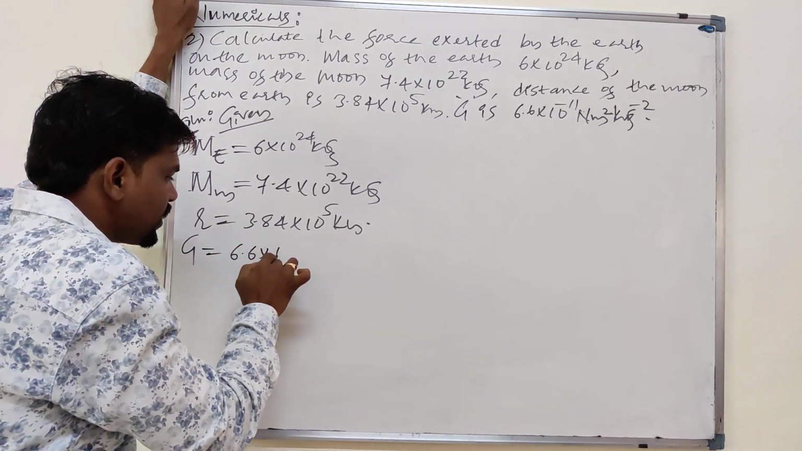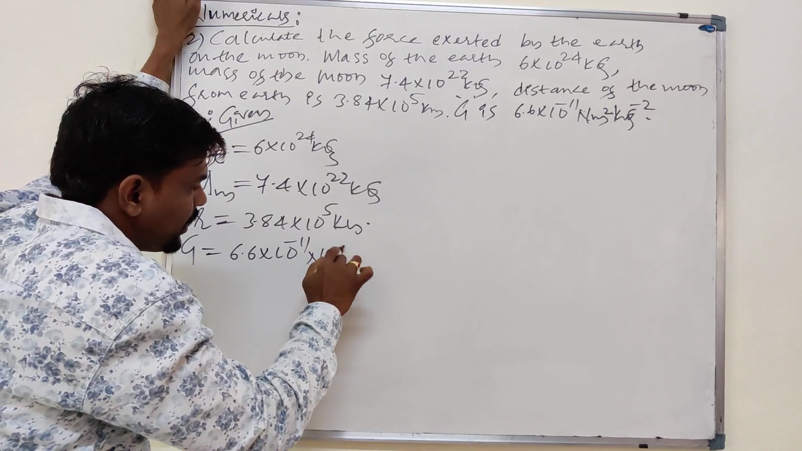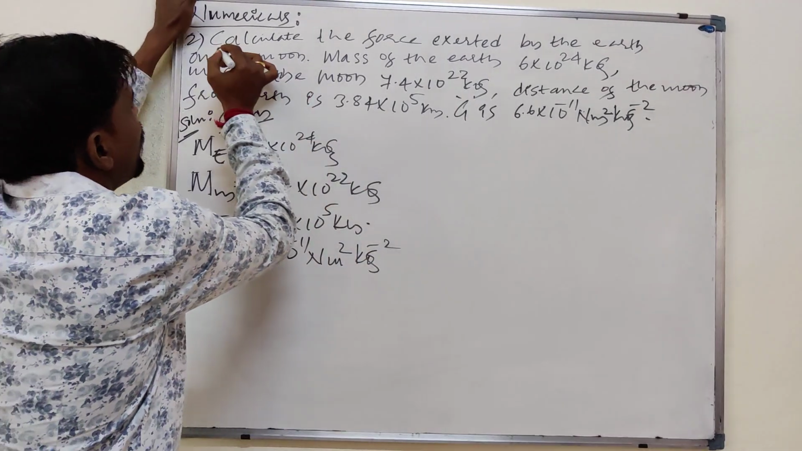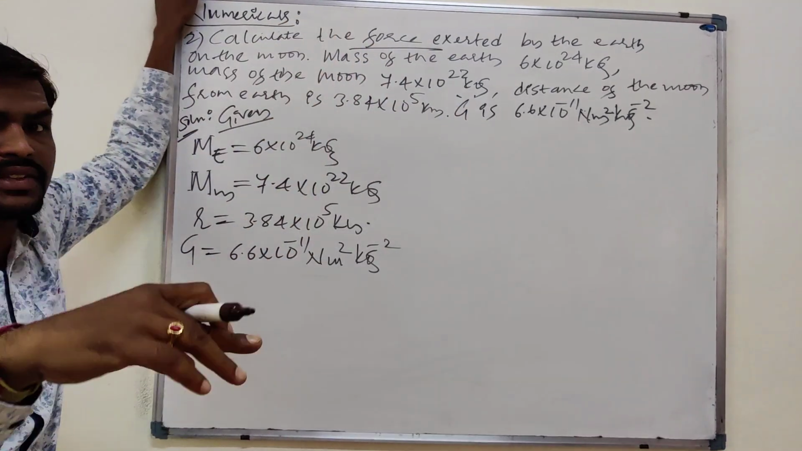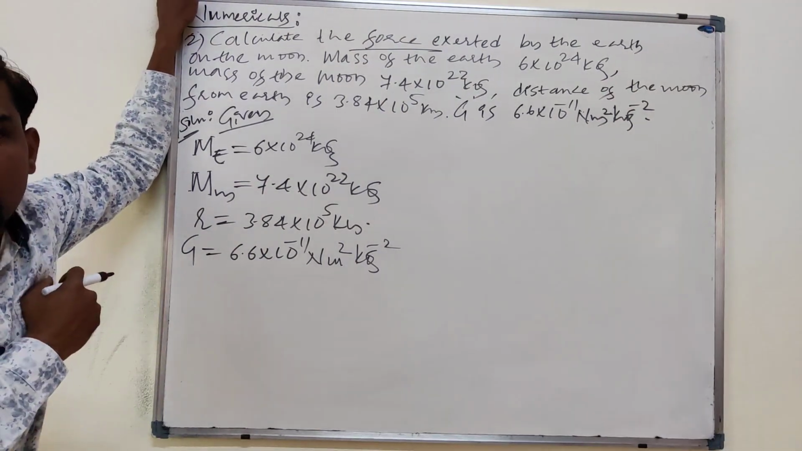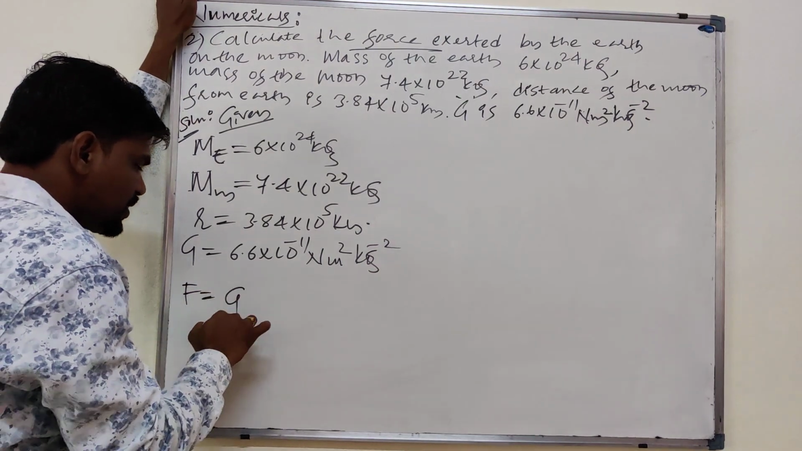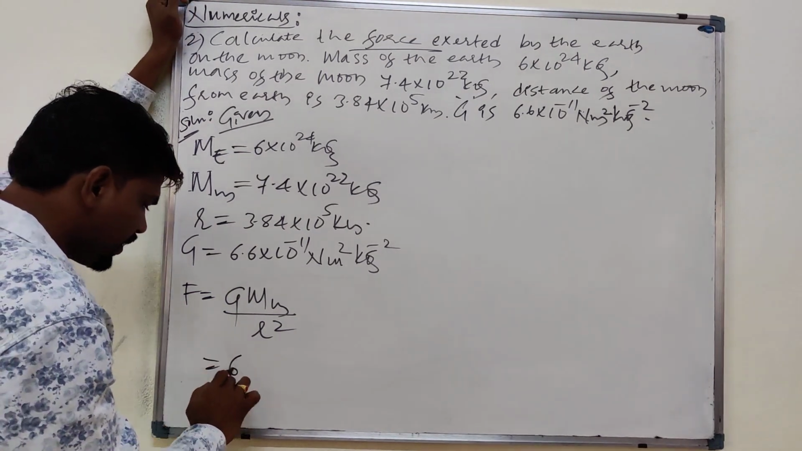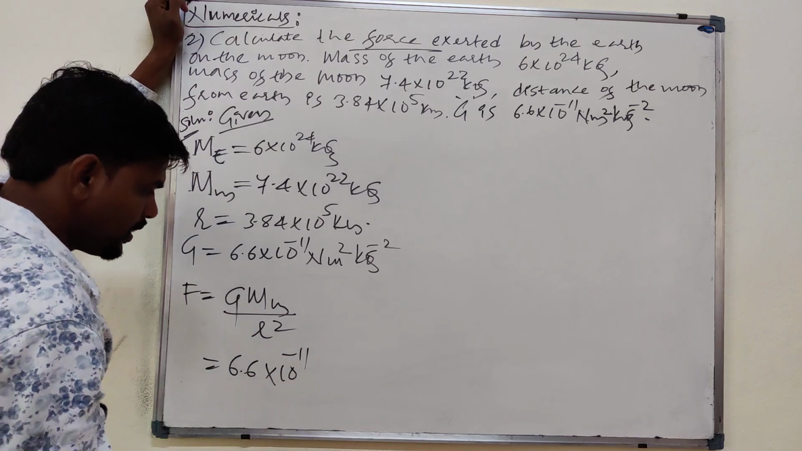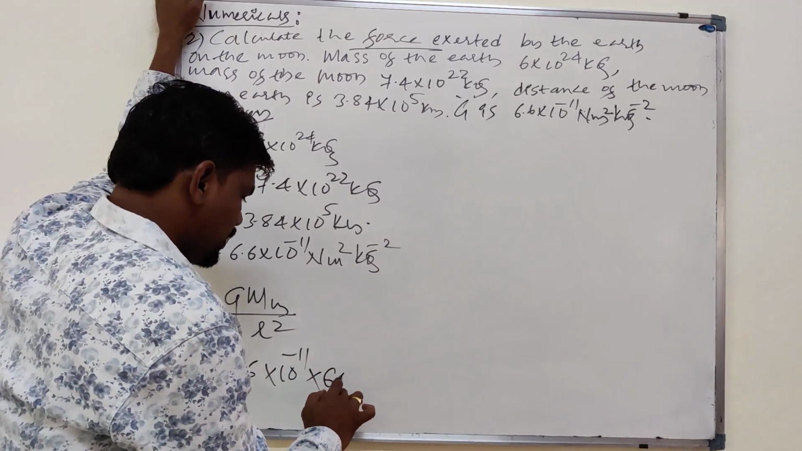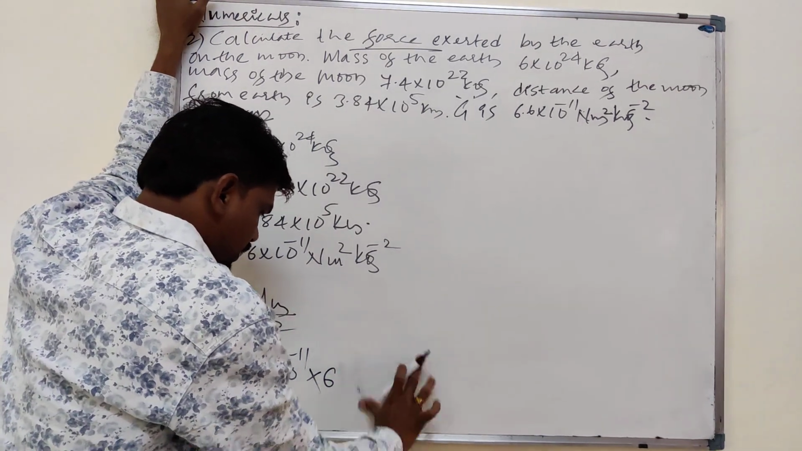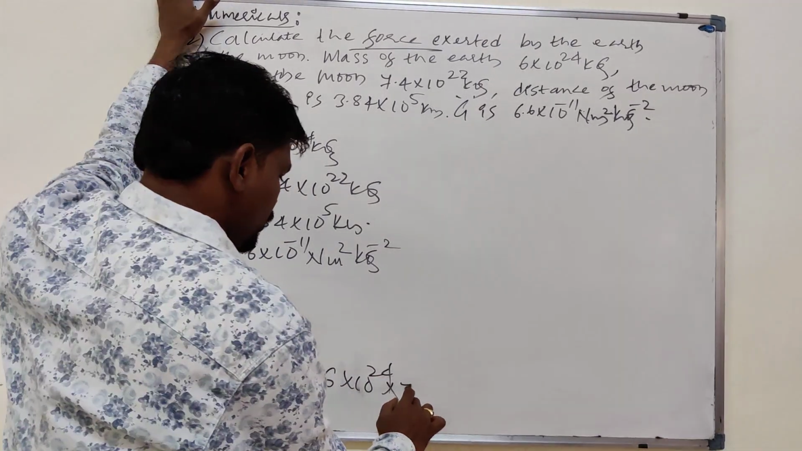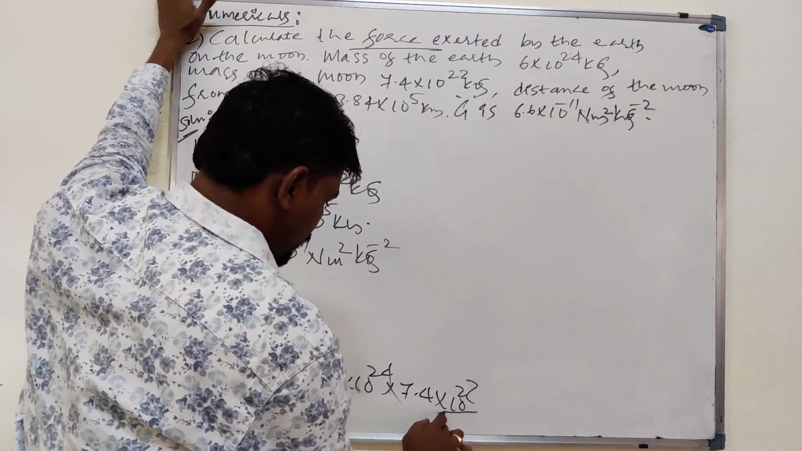Right. So we also know G. G is 6.67 into 10 raised to minus 11 newton meter square per kg square. Right. So what we have to find out once again? Force exerted. So force exerted between two masses means we know the formula, right? So then force is equal to G M M divided by R square. Once again same formula. So G is 6.67, right? M, what is our M? 6 into 10 raised to 24, into 7.4 into 10 raised to 22, right?